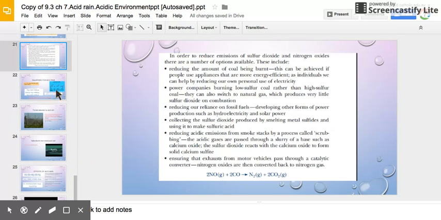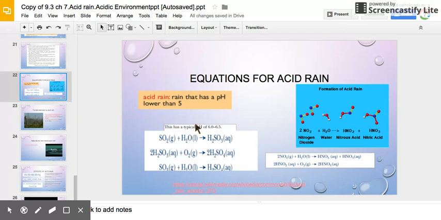Now, we've looked at the equations for those, and there's a general consensus that pH less than 5 is acid rain, but that's not a hard and fast rule. That's just a guideline. And these are some of the equations that you might see related to that.